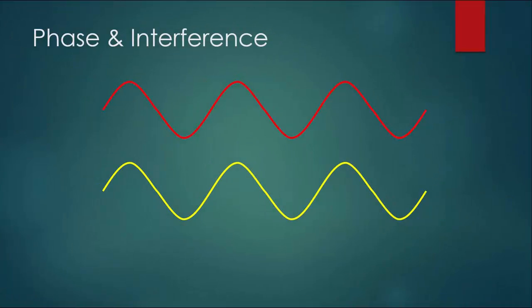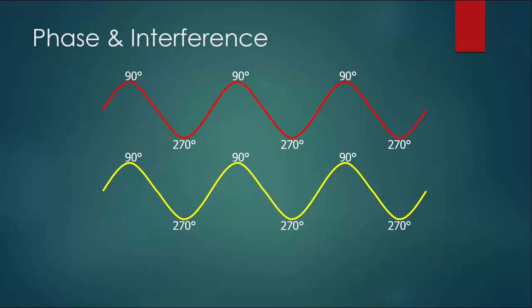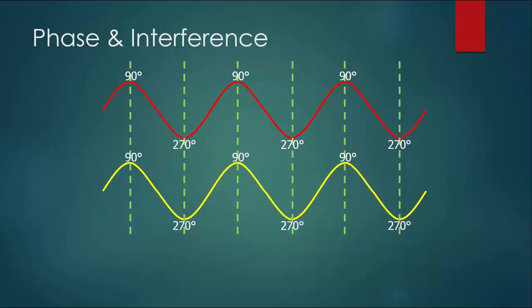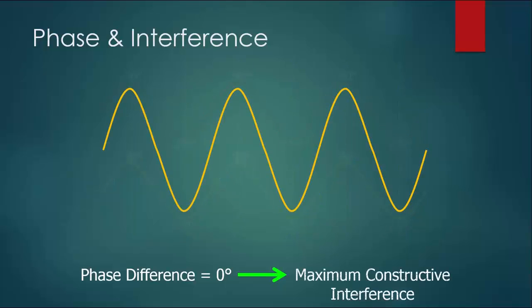So here are two waves, and if I put them literally on top of each other, you won't be able to see that there are two. So imagine that these two waves are superimposed. They're in the exact same place at the exact same time. So just like we said a few seconds ago, crests are 90 degrees, troughs are 270 degrees. Same thing for the yellow wave. And if we look at how these line up, we'll see that the crests line up with the crests, and the troughs line up with the troughs, and so we would say that there's a phase difference of 0 degrees. 90 minus 90 is 0, 270 minus 270 is 0. The result of a 0 degree phase difference is maximum constructive interference.